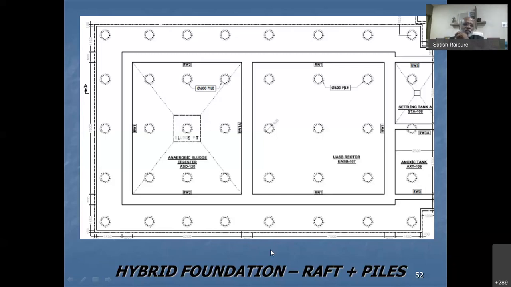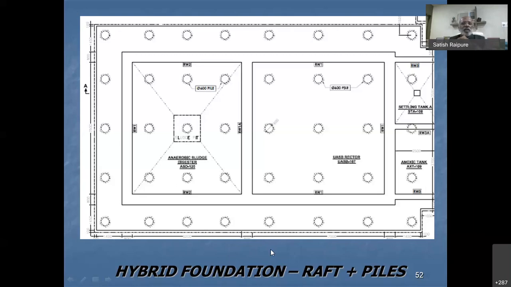What happens in a number of cases when the number of stories is more, the area of the raft required is very huge. It can go into the adjoining plot. Then in such cases we go for this combination of raft plus pile. Part of the load is taken by the raft and part of the load is transferred to the piles. But analysis of this is very critical, and only expert people should try this.